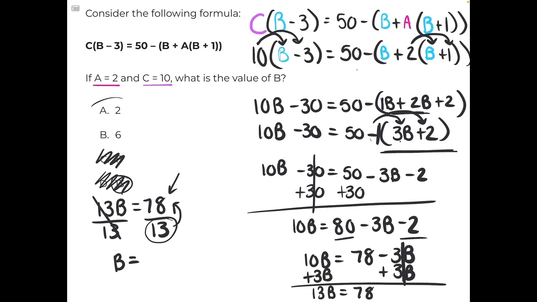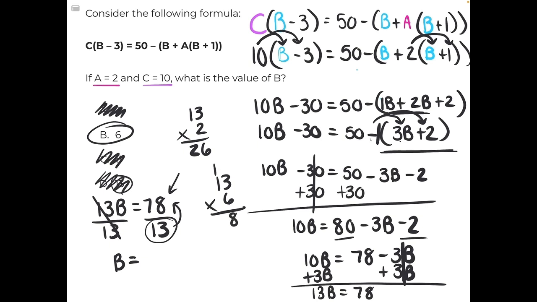Then if we look at A, 2 times 13 would be easy to do. 2 times 3 will give me 6. 2 times 1 is 2. 26 is not 78, so it cannot be answer choice A, and by process of elimination, it is answer choice B. If you really wanted to check and make sure that that was correct, you could try 13 times 6. 6 times 3 is 18. 6 times 1 is 6, plus 1 is 7. So we know that 13 can go into 78 6 times, making B the value 6.